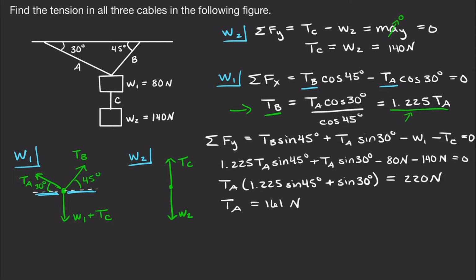So I have TC, I have TA, and now I need to go back and find TB. I can use this equation that I had before. TB equals 1.225 times TA, or 1.225 times 161 newtons, and that gives me the tension in TB as 197 newtons.